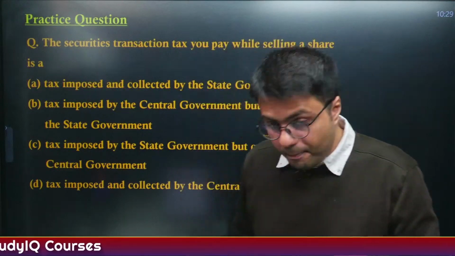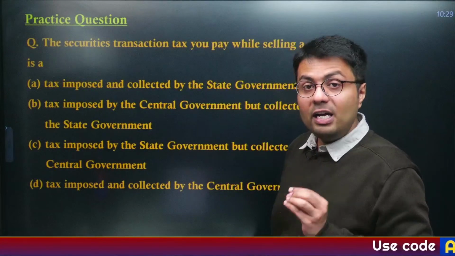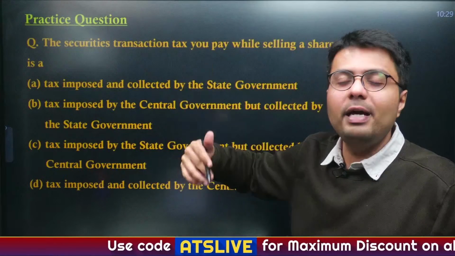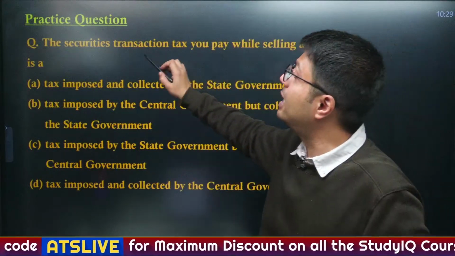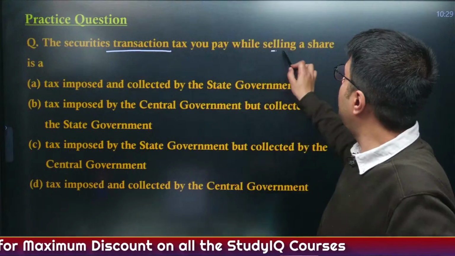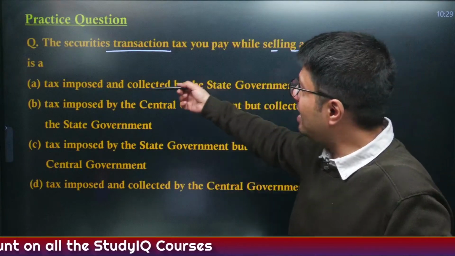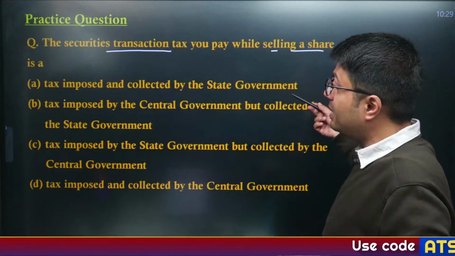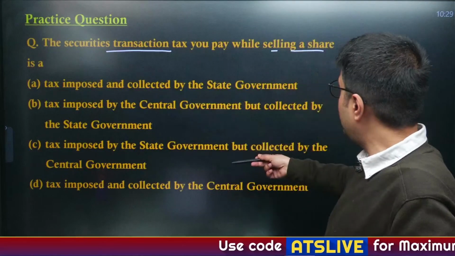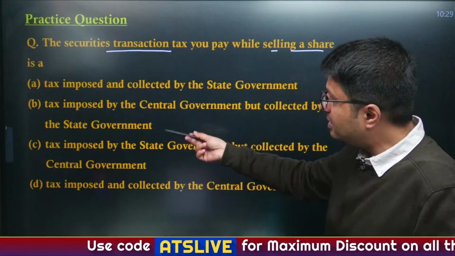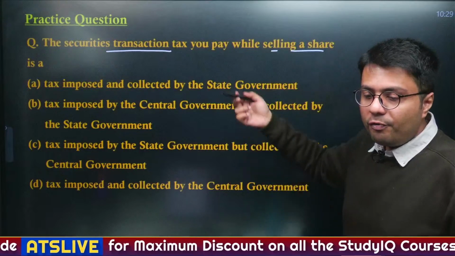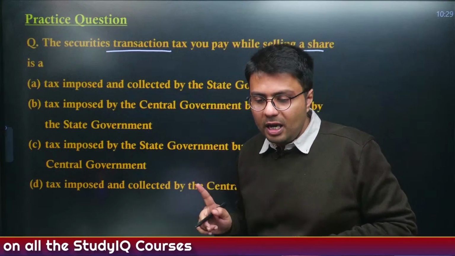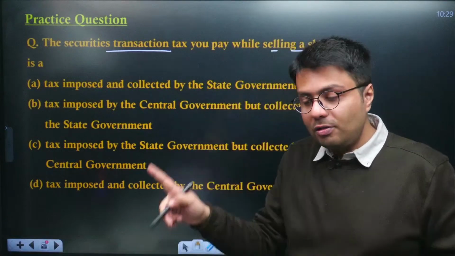A question appeared on the sales tax back in 2014. So I've curated the same question on securities transaction tax based on the PYQ which was asked in 2014. The securities transaction tax that you pay while selling a share is a tax imposed and collected by state government, a tax imposed by the central government but collected by state government, a tax imposed by state government but collected by central government, or a tax imposed and collected by central government. Which among the four is the right answer? Let me see who answers the question correctly and who answers first.